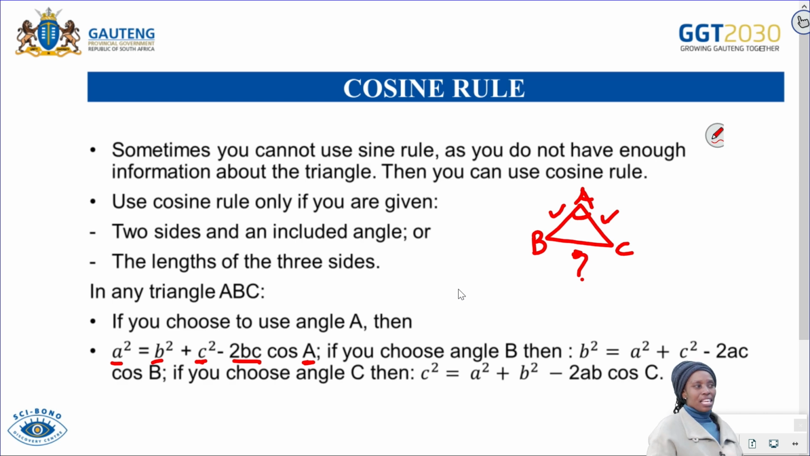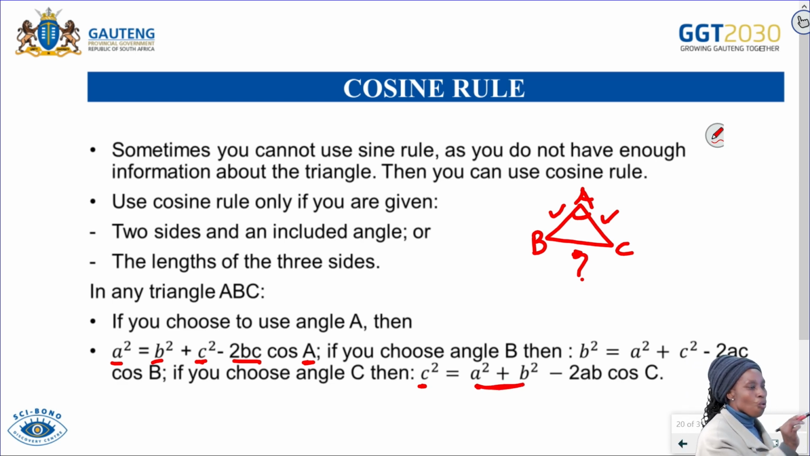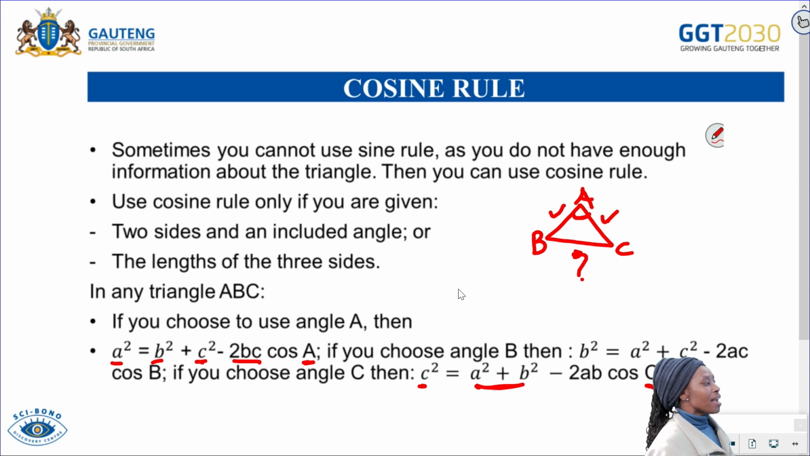But if C is what I'm looking for, can you see I start with A, I end with A, angle A. If C is what I'm looking for, I will say C squared equal to A squared plus B squared, because I'm given A and B as the sides, minus the product of the two, 2AB cos C. I start with C, I end with C. If I'm given B, I will say B squared equal to A squared plus C squared minus 2AC cos B. And that is my formula for the cosine rule.